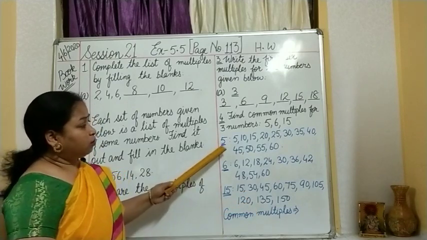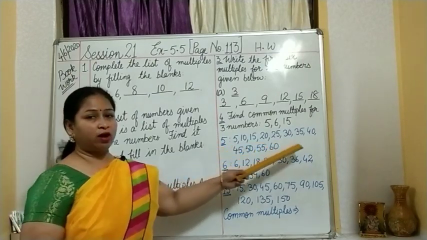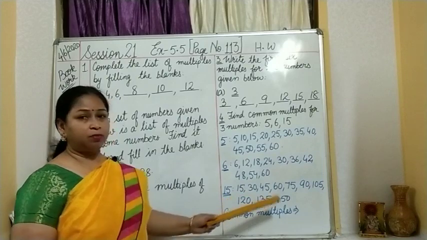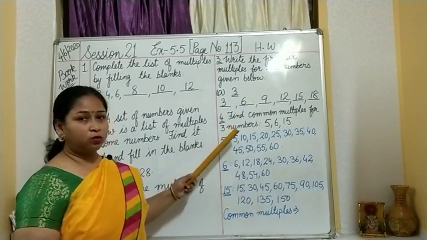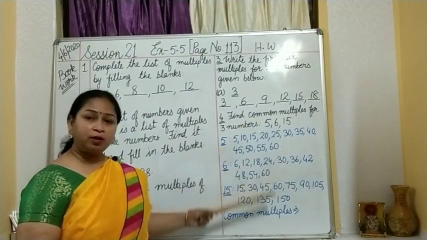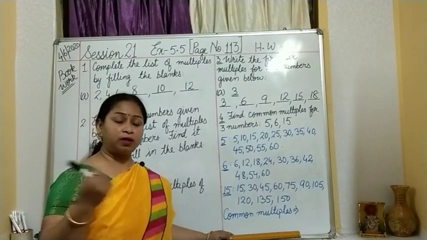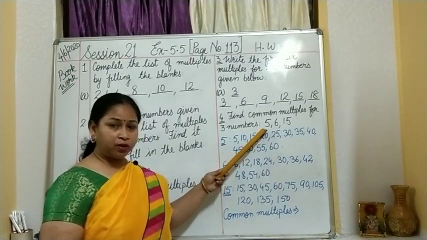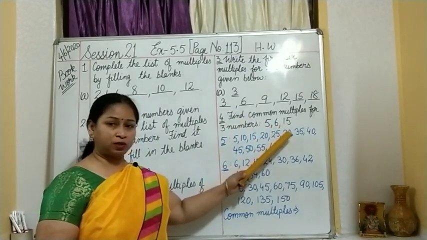Okay. 5 multiples of 5 you have to write down. Then 6 multiples of 6. 15 multiples of 15. What does the question tell us? Find common multiples for 3 numbers. The 3 numbers given to you are 5, 6, 15. Now you have to write down the table of 5, table of 6, table of 15.